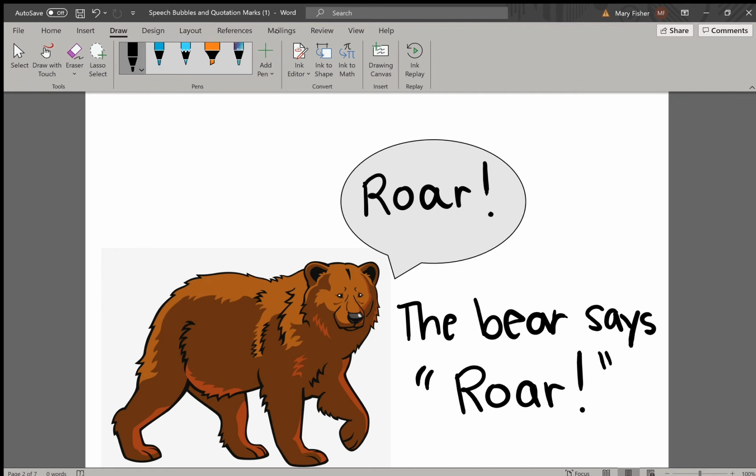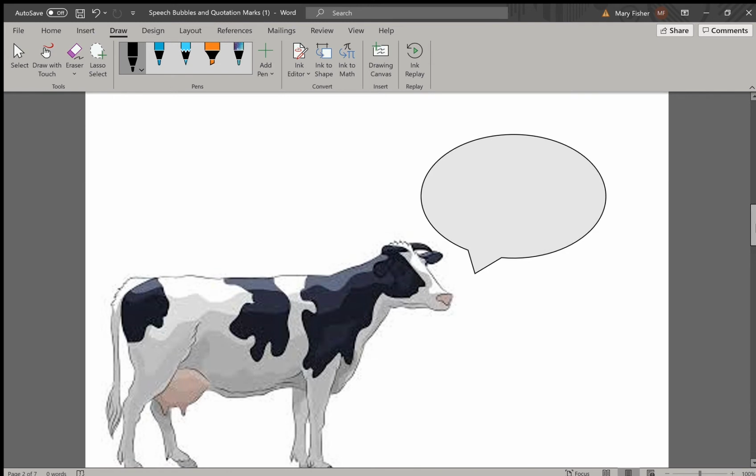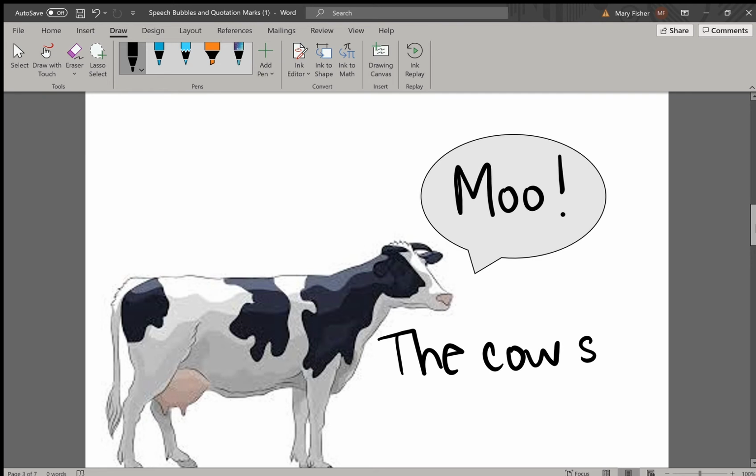Okay, let's try another one. Well, the cow would say moo. That's inside of the speech bubble. Now if I wanted to put that moo in a sentence, I would say, the cow says, that's where I have my quotation marks, saying what the cow says, end of the quotation marks. The cow says "moo."